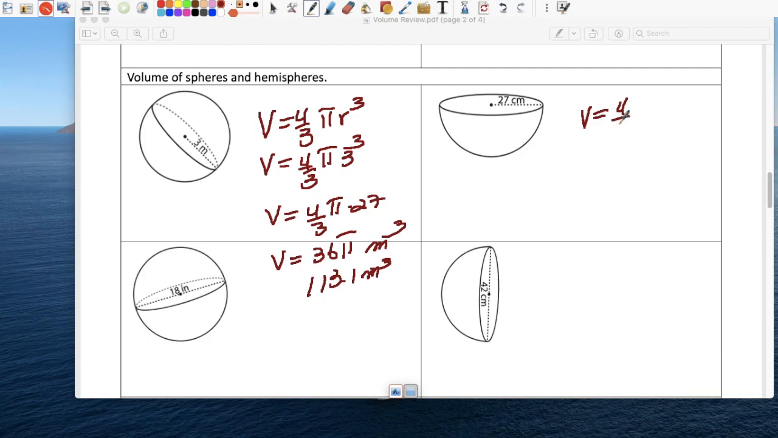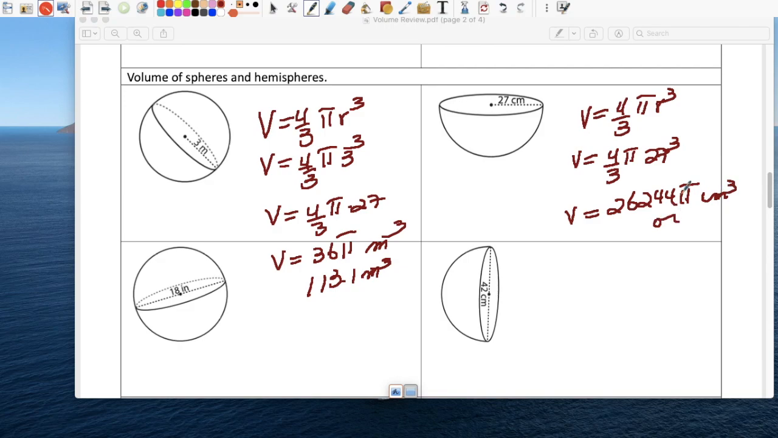This one's 27. So again, volume is super easy, right? Because all you've got to do is plug it in. So V equals 4/3 pi 27 to the third power. So let's get that done there. If you multiply 4/3 and 27 to the third power, you get 26,244 pi centimeters cubed, or multiply that by pi, and we get 82,447.96 centimeters cubed.